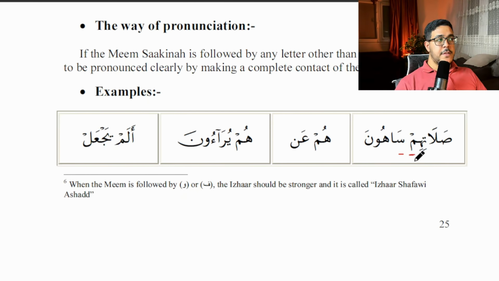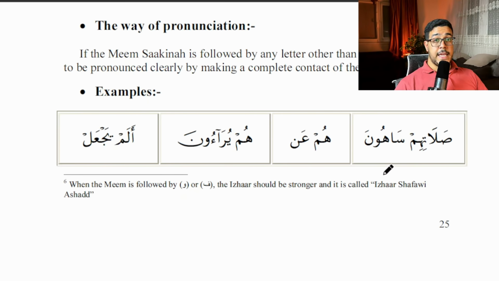As we can see in the first example, the Meem Sakin is followed by Sin, and Sin, of course, is from the remaining letters other than Meem and Ba. So how do we pronounce this? We will pronounce just the Meem clearly with no Ghunnah, with nothing at all. صلاتهم ساهون, just like this.